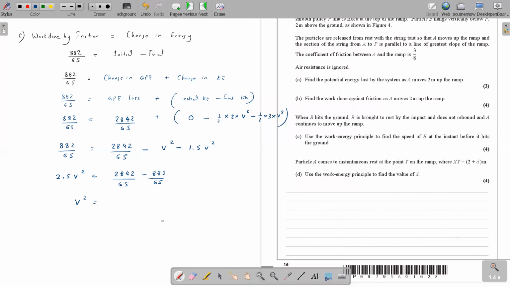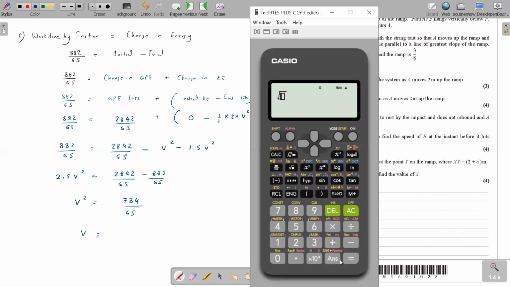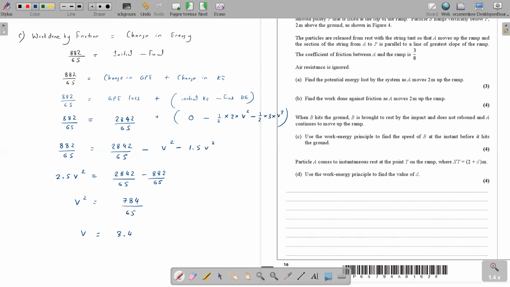And then v is the square root of that. So take the square root of that. The answer is 3.47 to 3 significant figures, 3.47 meters per second. So this is the speed of B at the instant before it hits the ground. Okay.